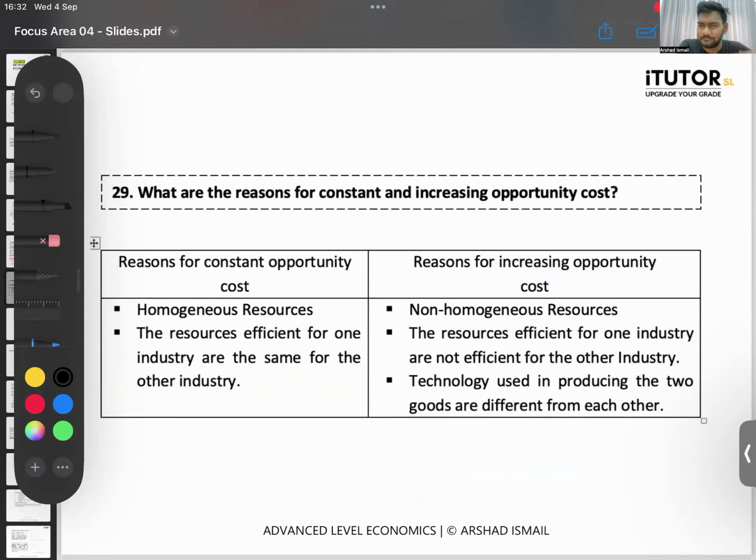Right. So why does this happen? Now, this is something that you all will have to sometimes explain also. Here I have given it in point form. You all should put that note to explain this as well. When there are questions in the past papers, I'll give you all detailed answers. So why do we have constant opportunity cost?